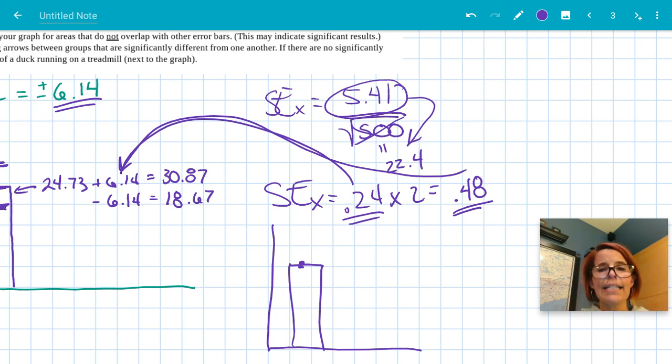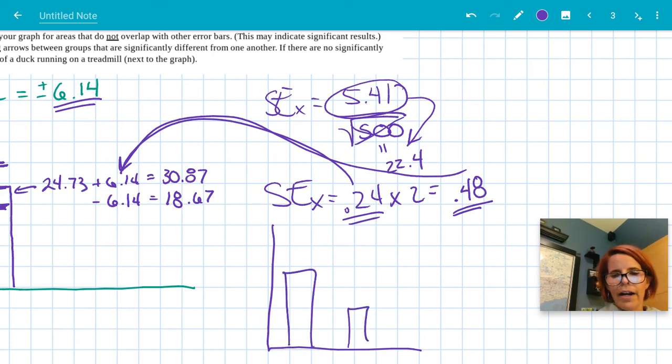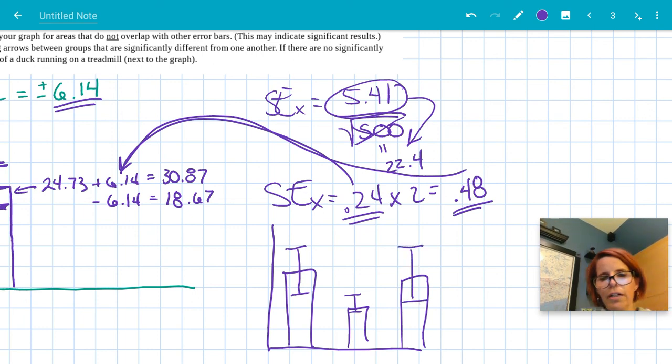Now, the last thing that you need to do, and this is a tricky part: let's say we have 3 graphs that look like this. Those are my 3 graphs, 3 bars. And let's say you've put in your error bars. I'm going to try to draw them off the top of my head and see if I can make this make sense. Let's say it looks like this, and it looks like this. Those are our error bars.